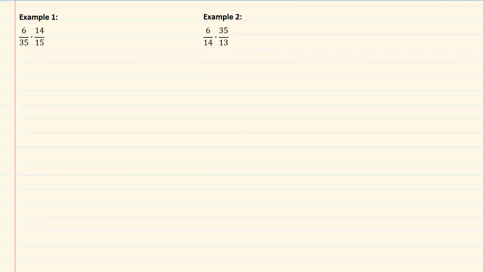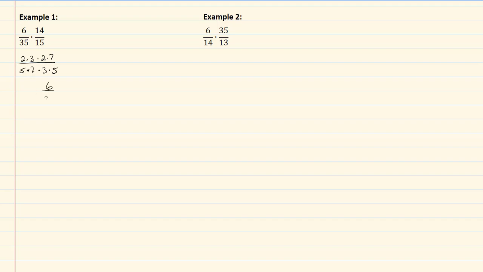So in example 1, we have 6/35 times 14/15. So we could write it out as prime factorization. In fact, if that's easier for you, go ahead and do that. So you could write this out as 2 times 3 times 2 times 7, and 5 times 7 times 3 times 5. Okay, this gets kind of long, so what I tend to do is I start looking for common factors in my problem in the first place.